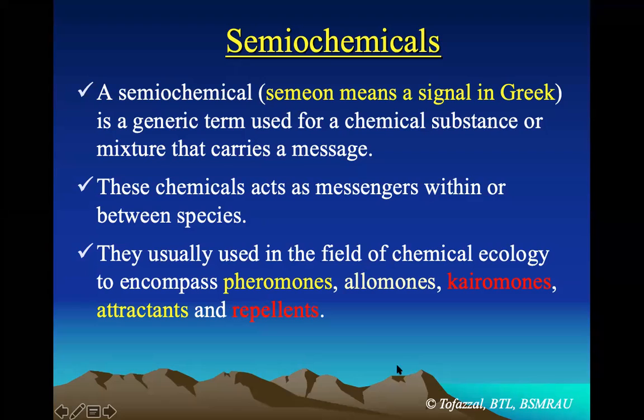These chemicals act as messengers within or between the species. They are usually used in the field of chemical ecology to encompass pheromone, allomone, kairomone, attractant, and repellent. These terms are new. Pheromone possibly you can understand very easily. There are some other terms, allomones I shall define, kairomones, and attractant. Attractants you can easily understand. For example, flower color and scent attract the insect. Repellent means bad odor. Some insects, for example stink bugs, release very bad-odor toxic substances. These are defense compounds, ecochemicals to repel the enemy.